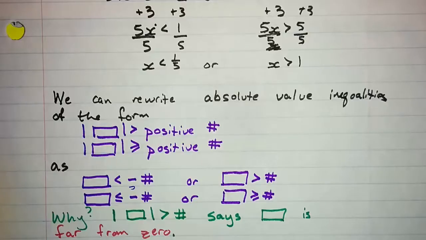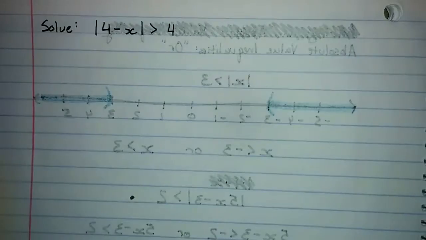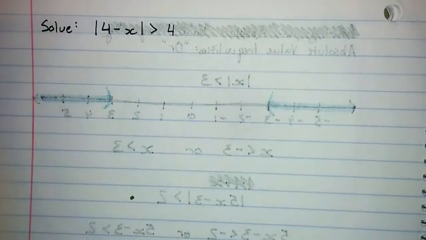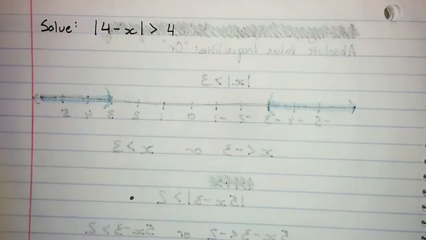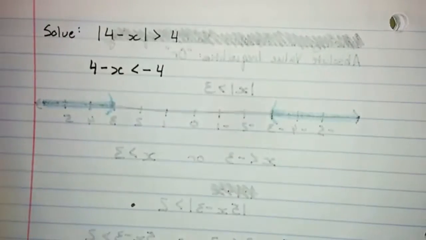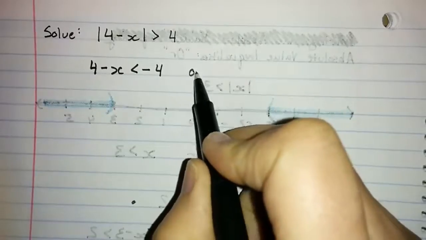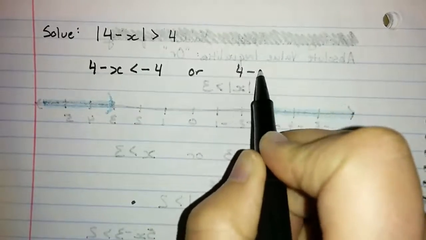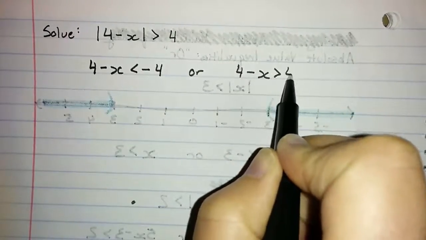All right, I'm going to have you try one of these for practice. Solve the inequality, the absolute value of 4 minus x is greater than 4. Pause the video and try this now. All right, well, we can rewrite this as an or inequality. Either 4 minus x is less than negative 4, or 4 minus x is greater than 4.